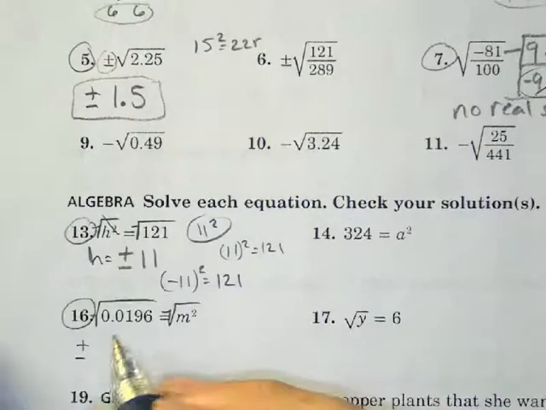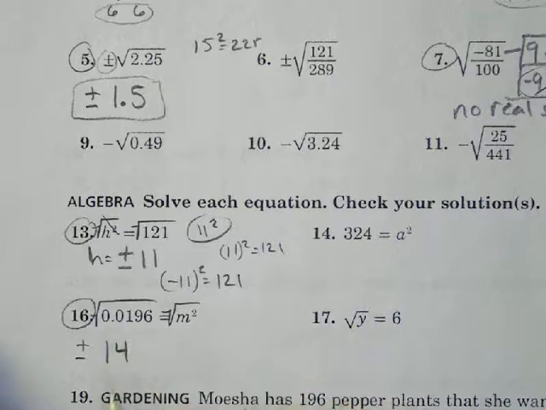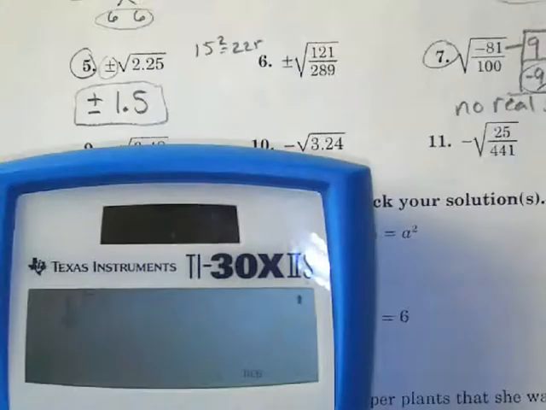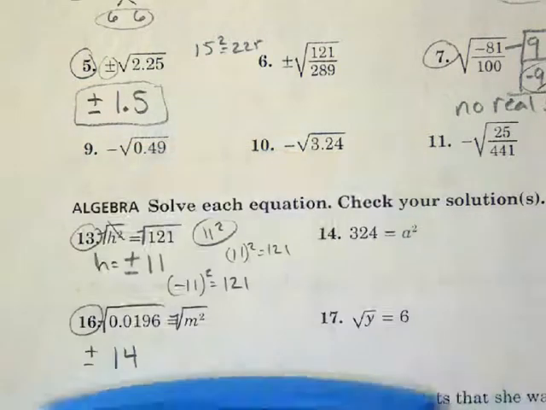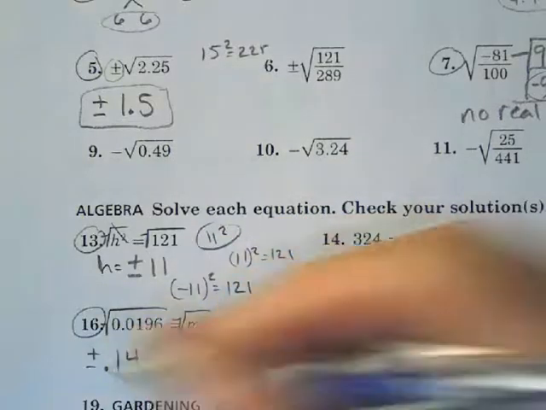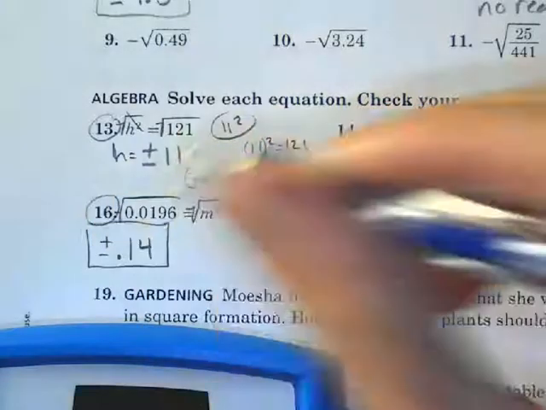So that tells me it's probably going to be using 14 as my solution, but it won't be 14. It's going to be some decimal value using a 1 and a 4. If I get on my calculator real quick, I can plug in and see what happens at 0.14 times 0.14. Well, that gives me 0.0196, and hey, that's what I'm looking at there. So my answer would be plus or minus 0.14 for the square root of that value.